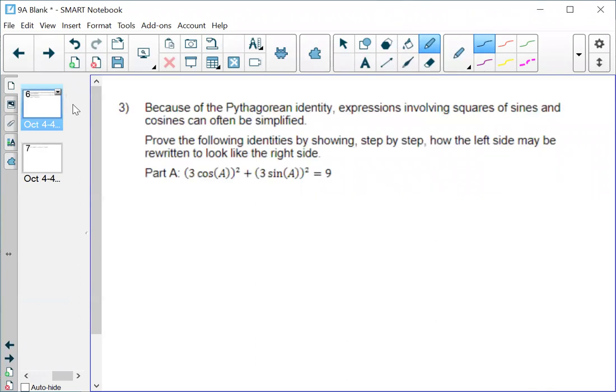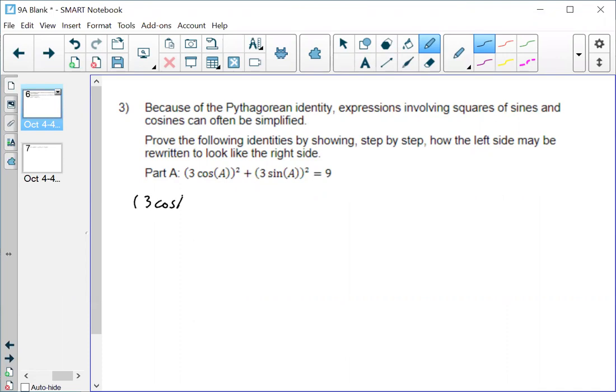Part 3, because of the Pythagorean identity, expressions involving squares of sines and cosines can often be simplified. Prove the following identities by showing step by step how the left side may be rewritten to look like the right side. Part A says 3 cosine A, that quantity squared, plus 3 sine A, that quantity squared, is equal to 9. So let me just start by writing that.